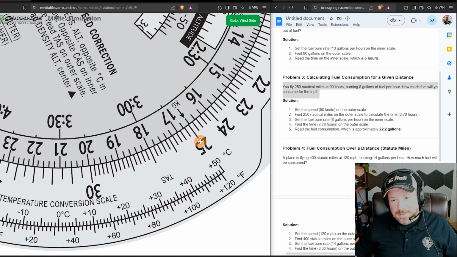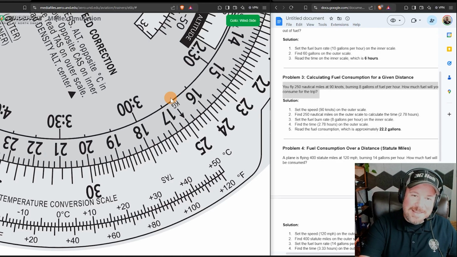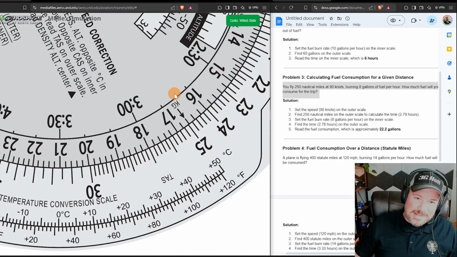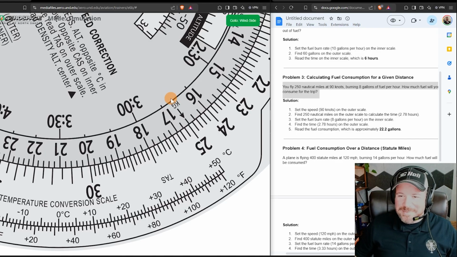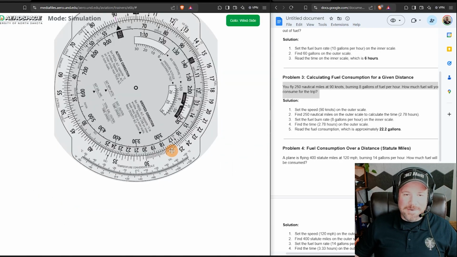So this is going to be tough. 250 nautical miles on the inner scale. So we have 230. We have 3. Gosh, that is like right here. So they're saying 2.78, which is like, okay, yeah. I mean, you could say half is like right here. So, all right, we'll say that. 2.78 hours. Set the fuel burn rate of 8 gallons per hour on the inner scale.